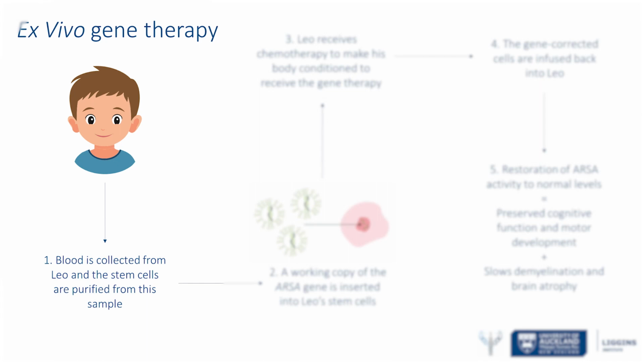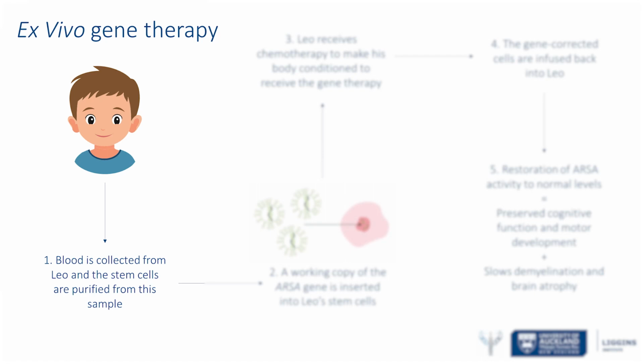So firstly, clinicians took a blood sample from Leo and they isolated the stem cells from his blood using a special machine. And stem cells are special because they are essentially a blank slate that have the potential to become any cell that Leo requires. And the isolated stem cells are then taken to the lab, where the working copy of the gene can be delivered using a lentiviral vector into the cells.